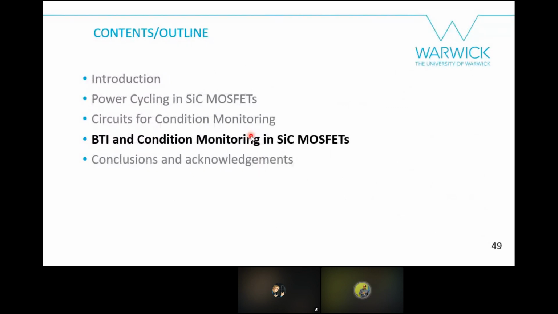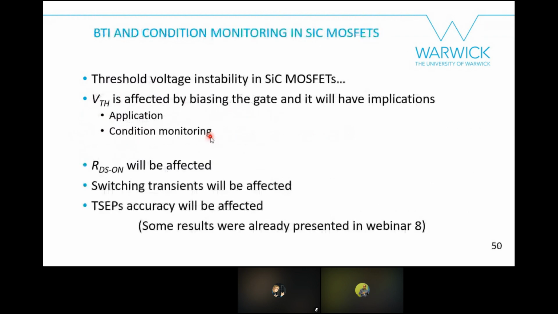Now, just to conclude, talking about silicon carbide MOSFETs: silicon carbide MOSFETs are affected by BTI. So what happens with these TSCPs? Are they going to be affected by BTI? Yes, no? How are our measurements going to be affected? Let's see what happens there.